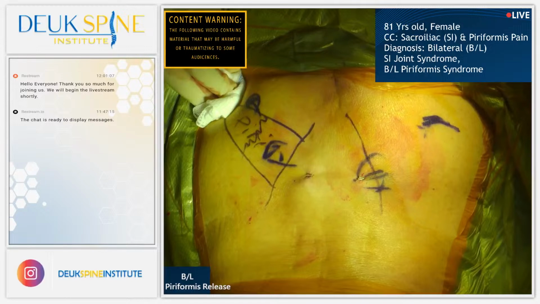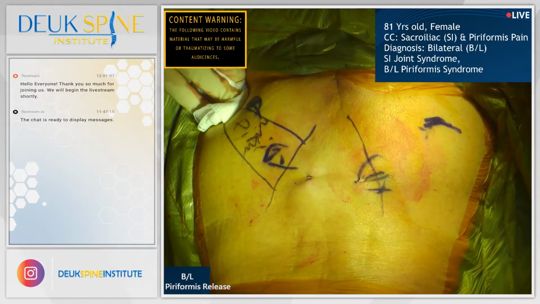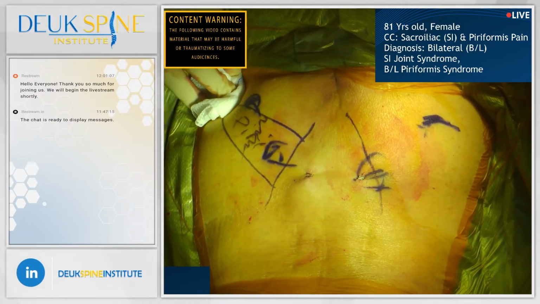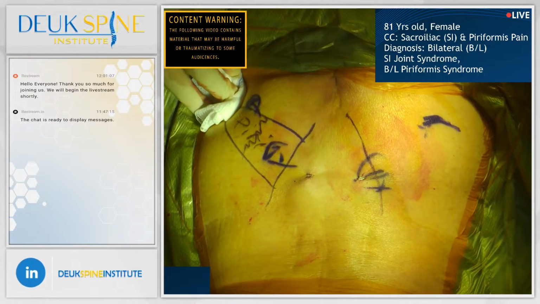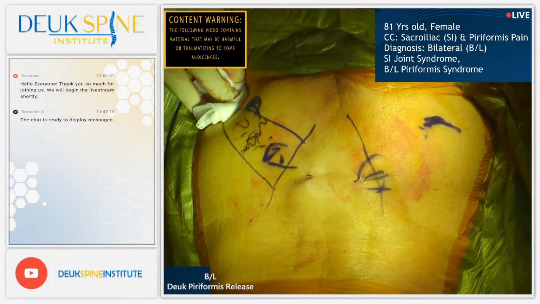And welcome back. I'm Dr. Deuk, and our patient has bilateral, means both sides, piriformis muscle syndrome. Piriformis muscle syndrome comes about when you have a tear through the belly of the piriformis muscle.